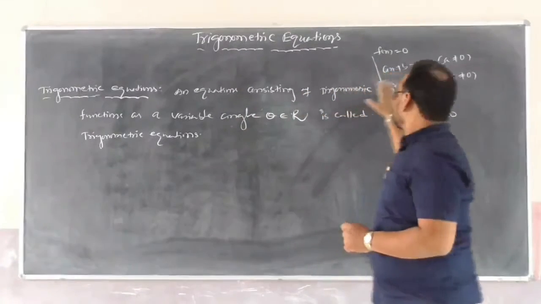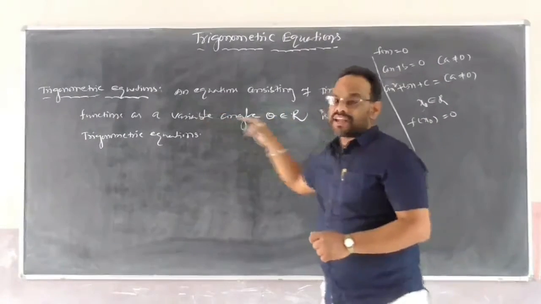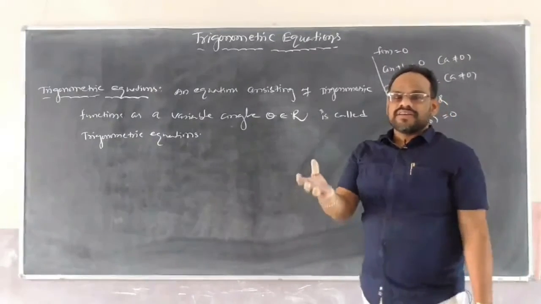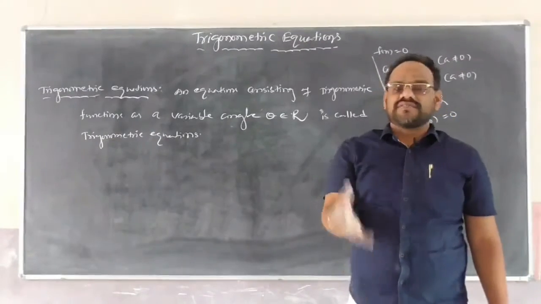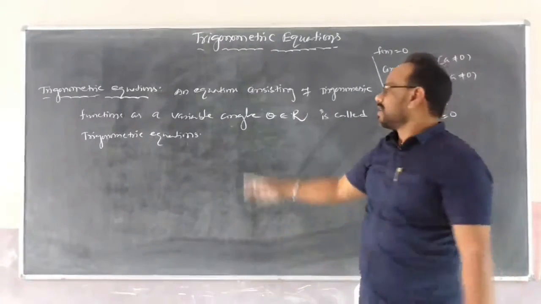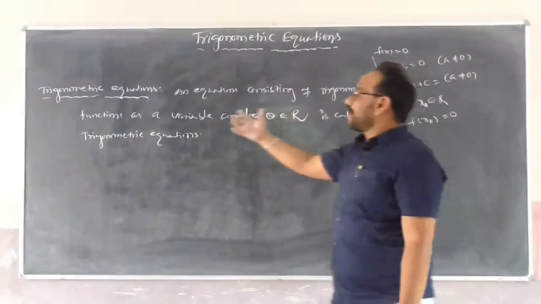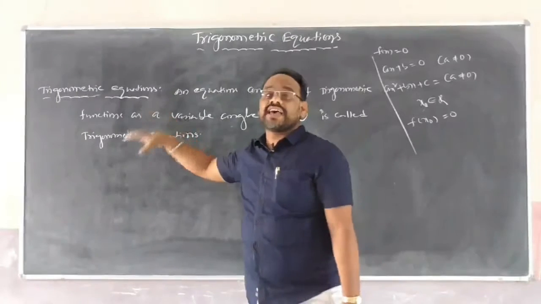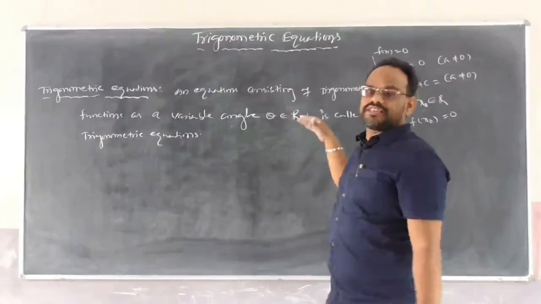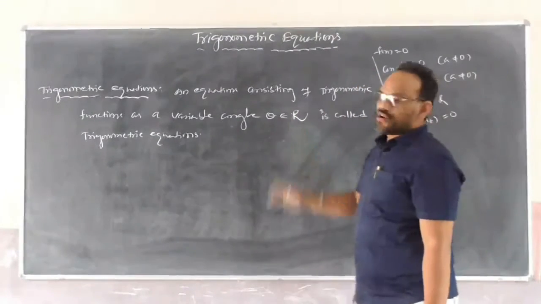an equation consisting of trigonometric functions as a variable in the place of x, involving trigonometric functions in the place of variables. Trigonometric functions are involved. That is, an equation consisting of trigonometric functions as a variable, angle theta belongs to R. Then it is called a trigonometric equation.